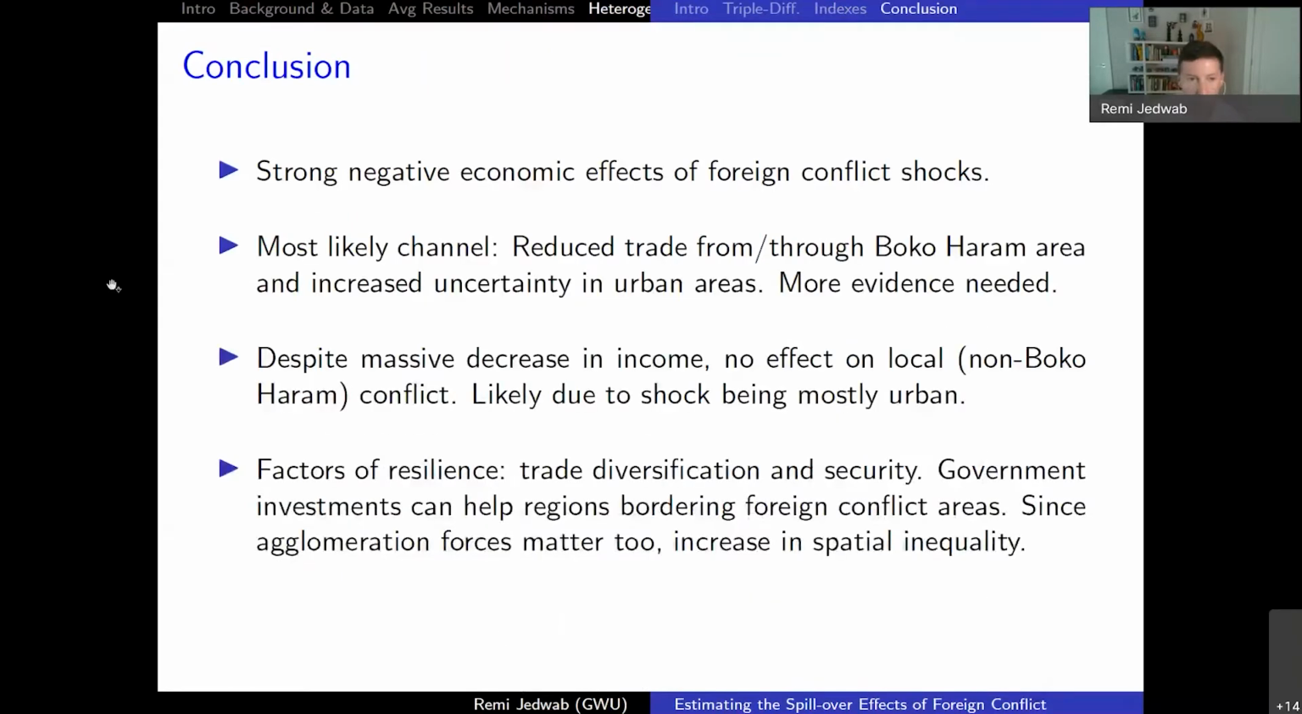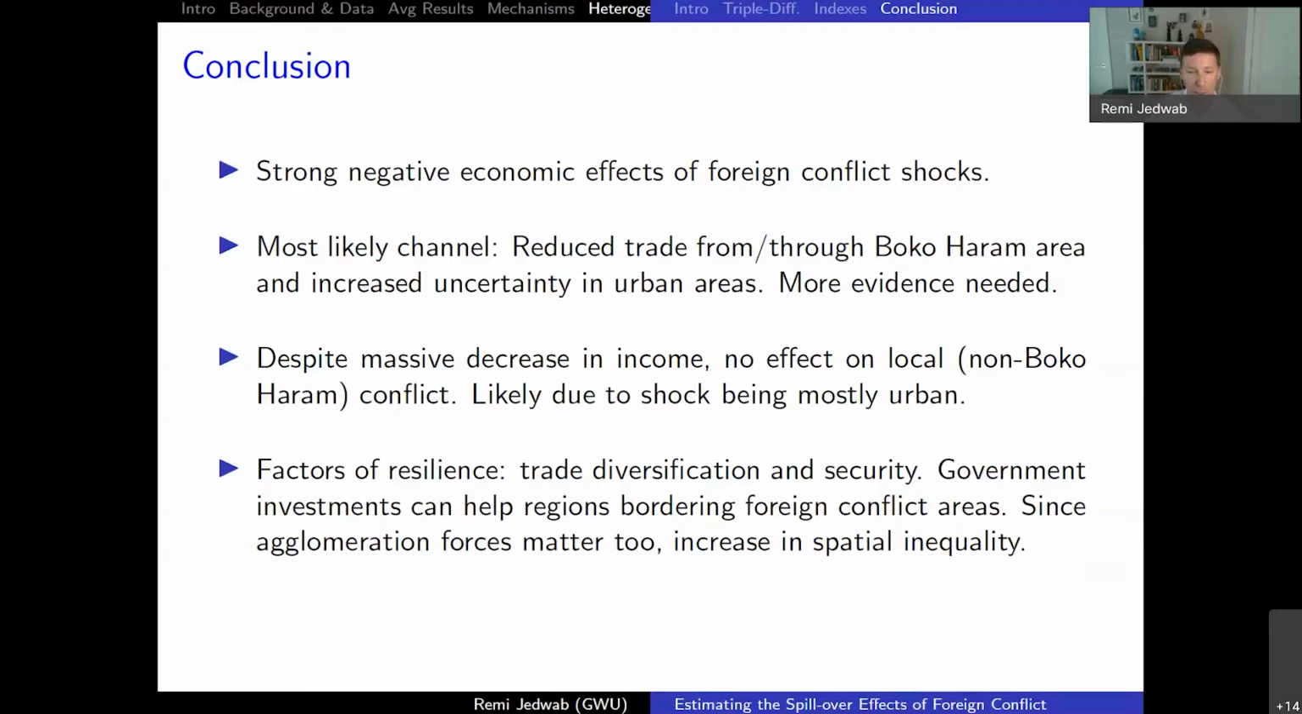So let me conclude here. We find strong negative economic effects of a foreign conflict shock. The most likely channel in our mind is reduced trade from the Boko Haram area or through the Boko Haram area, and an increase in uncertainty in the urban areas. However, more evidence is needed, so we're working on that right now. Despite this massive decrease in income, we find no effect on local conflict. Our explanation is that the shock was more likely urban, which is different from a lot of shocks in the literature, where they focus more on weather shocks in rural areas. And lastly, we focus on these factors of resilience. We see that trade diversification and security matter.